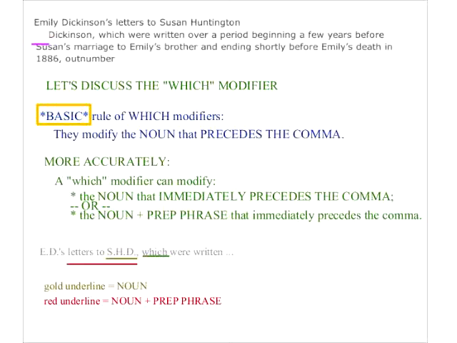Context, grammar. In the case of the gold one, the context doesn't really make sense because you can't write a person. So it's nonsense context because Susan Huntington Dickinson can't be written. Whereas the red one makes sense in context because the letters were written.